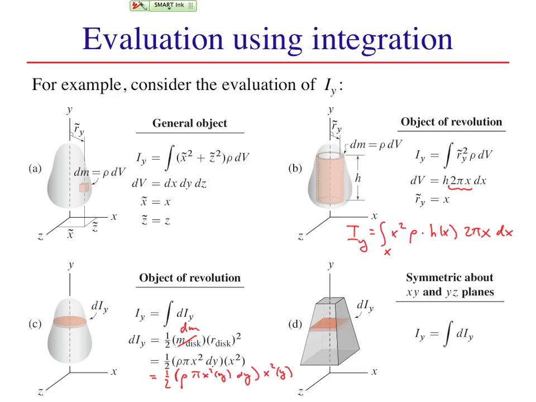More generally, we'll show that for the situation in figure D, where we have an object that's symmetric about the xz and yz planes, an increment of mass moment can be expressed as I_y equals an integral dI_y, where dI_y can be expressed as some function of y dy. The functional form of f of y will involve applying the parallel axis theorem to differential elements, as we'll show in examples 3 and 5.